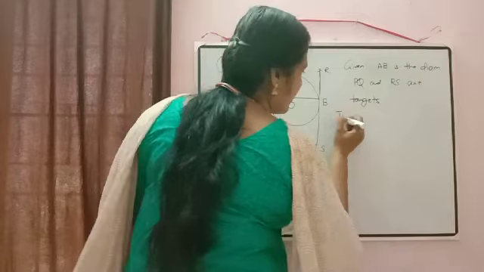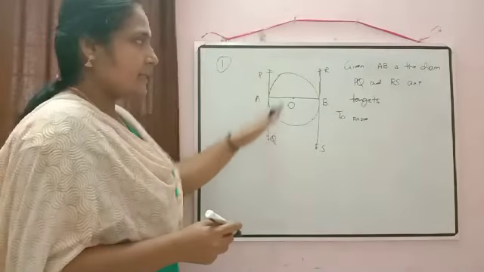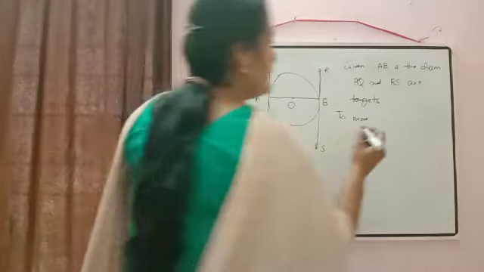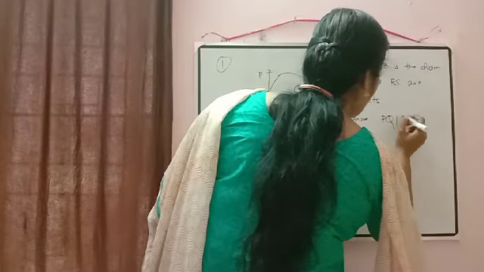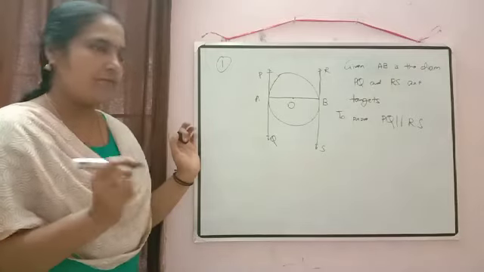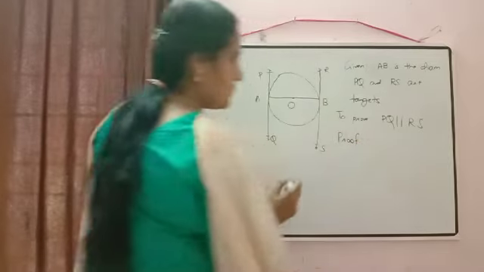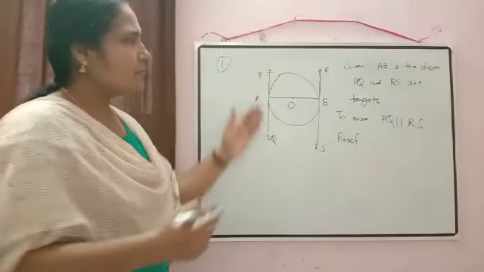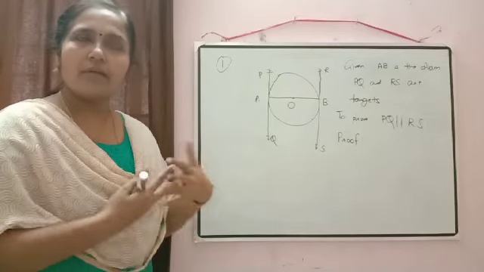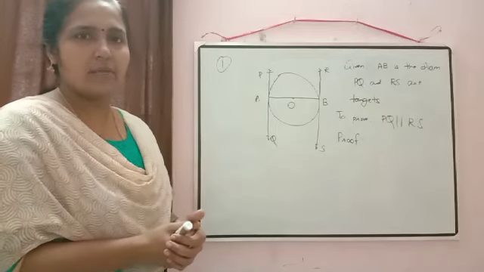Then what we have to prove? We have to prove that the tangents at the endpoints of the diameter of a circle are parallel. So we have to prove PQ is parallel to RS. Now we'll start the proof, because I think construction is not required here. Now we have to prove two lines are parallel to each other. How are we going to prove it? What are the conditions required for that?